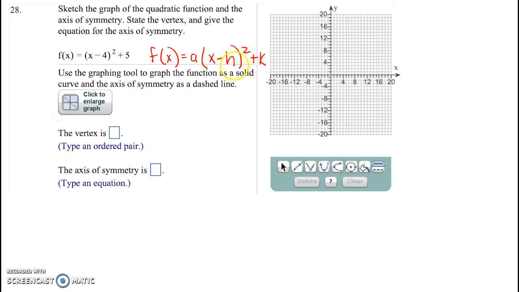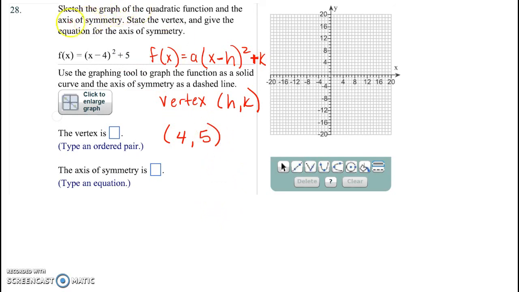All right. With this vertex form, our vertex is the point h comma k. So if you take a look at what we have here, since it's subtracting, our h here is 4. So our vertex has an x value of 4. And the k, it's plus k, so our k is 5. And there's our vertex at 4, 5.